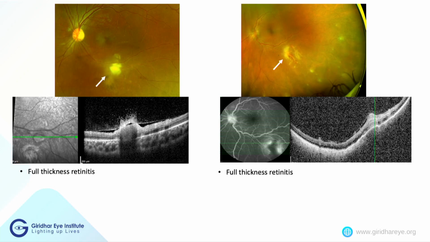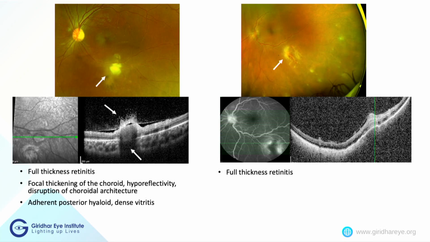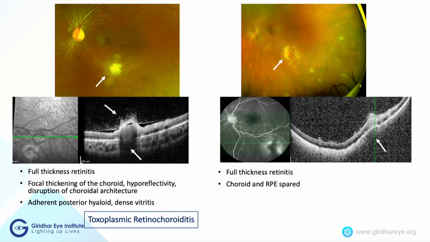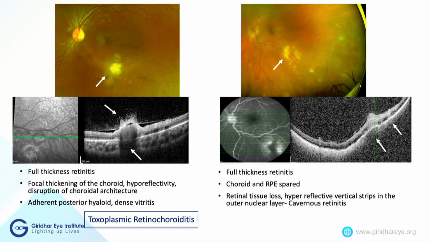I am showing you two retinitis lesions with their OCT, and both have full thickness retinitis, and we always have this confusion whether it is toxo or viral. In the first case, there is associated focal thickening of the choroid with hyporeflectivity and disruption of the choroidal architecture, adherent posterior hyaloid with dense vitritis, which definitely suggests this is toxoplasma. Whereas in the second case, the choroid is relatively spared because this is a retinitis and not a retinochoroiditis, and there is retinal tissue loss with hyperreflective vertical strips suggestive of cavernous retinitis, as we see in viral retinitis.